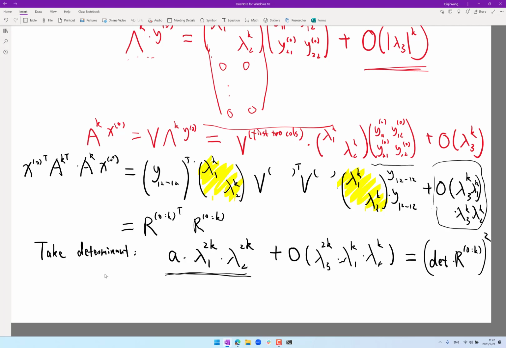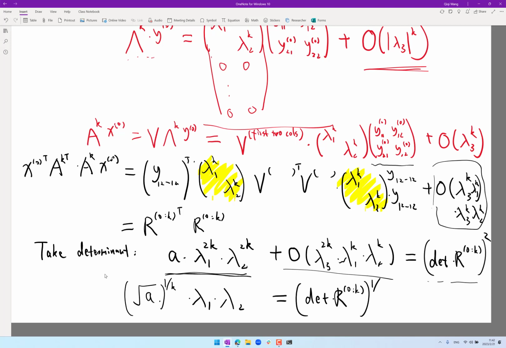Okay, so what does that mean? That means if you can compute the determinant of the R matrix and take a power of this. So if we remove the square on both sides, we get the square root of k, and then take a power of 1 over k. Then we get lambda 1 times lambda 2. And if we can ignore this part, that's going to be equal to the determinant of the R matrix to the 1 over kth power.